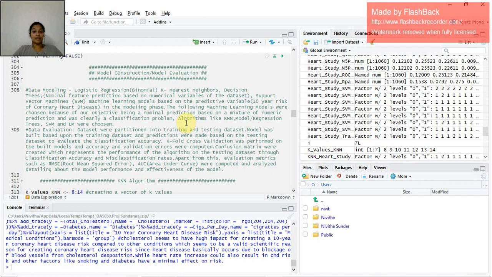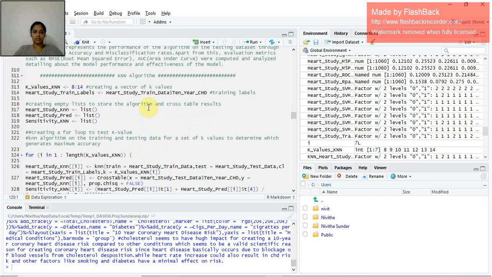The models that I've chosen for this data set were k-nearest neighbors, decision tree, that is a model regression tree, support vector machines, and also binomial regression. The major reason for choosing these four approaches was because the target variable is a nominal prediction, and we have a lot of numerical data in it. This situation works best with these four approaches. So let's move on to see how the algorithms performed.